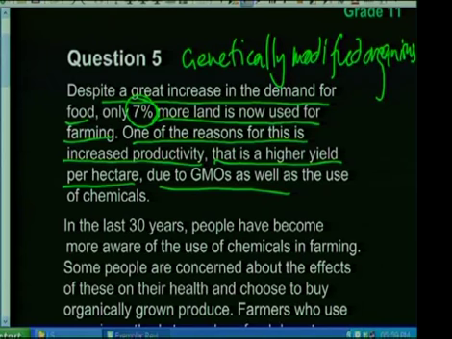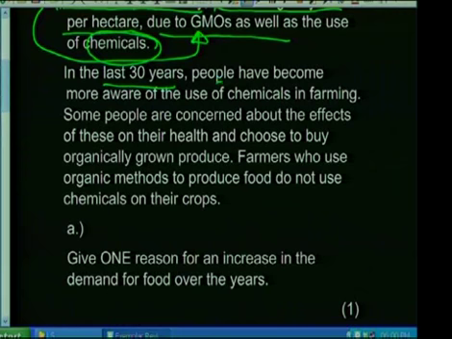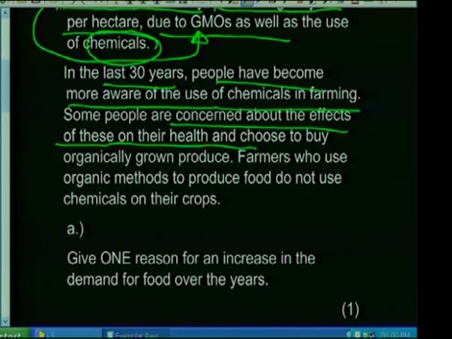So in other words, one of the reasons for what? The fact that we're using less land is because we have increased productivity. Why? Because of the use of GMOs and chemicals. That's what they're saying in this article. In the last 30 years, people have become more aware of the use of chemicals in farming. Some people are concerned about the effects of these on their health. What these? The chemicals and the GMOs. And choose to buy organically grown produce.